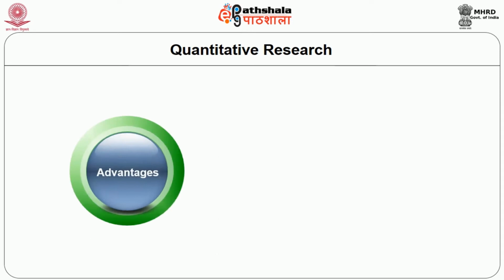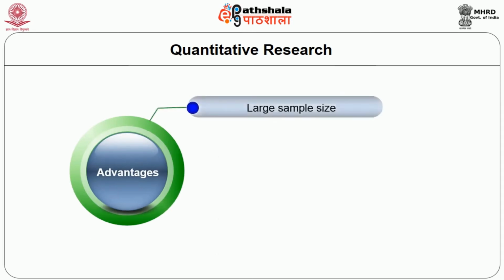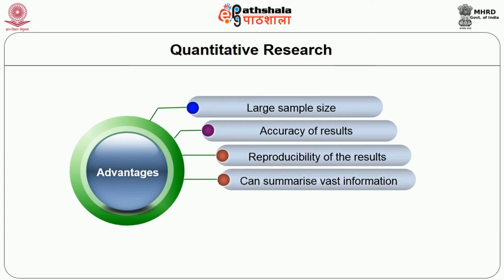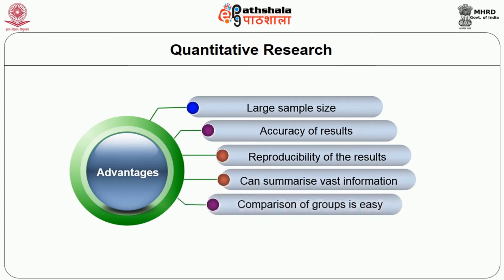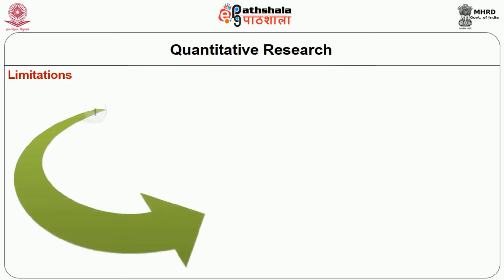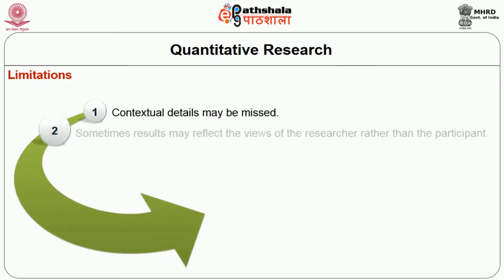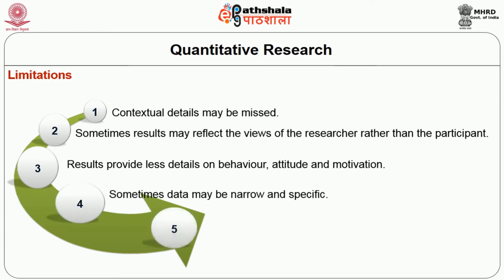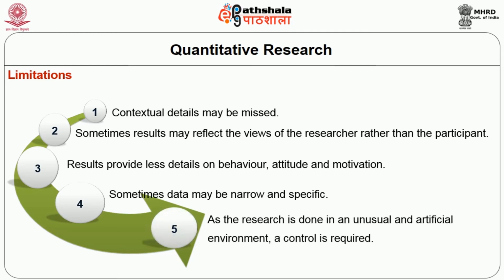There are many advantages of quantitative research: large sample size, accuracy of results, reproducibility of the results, can summarize vast information, comparison of groups is easy, and no personal bias. However, there are some limitations also. Contextual details may be missed. Sometimes results may reflect the views of the researcher rather than the participant. Results provide less details on behavior, attitude, and motivation. Sometimes data may be narrow and specific. As the research is done in an unusual and artificial environment, a control is required.